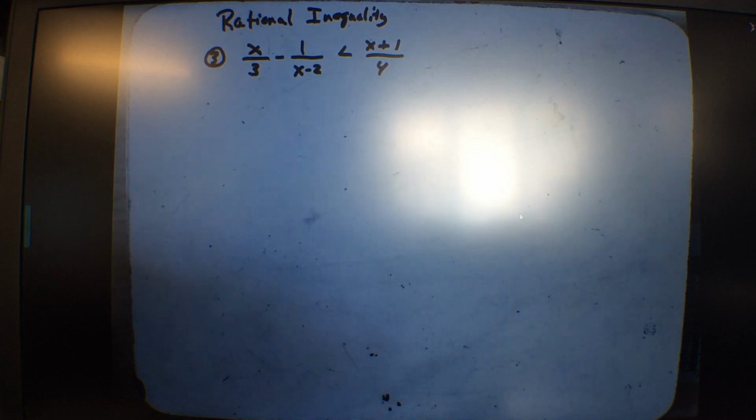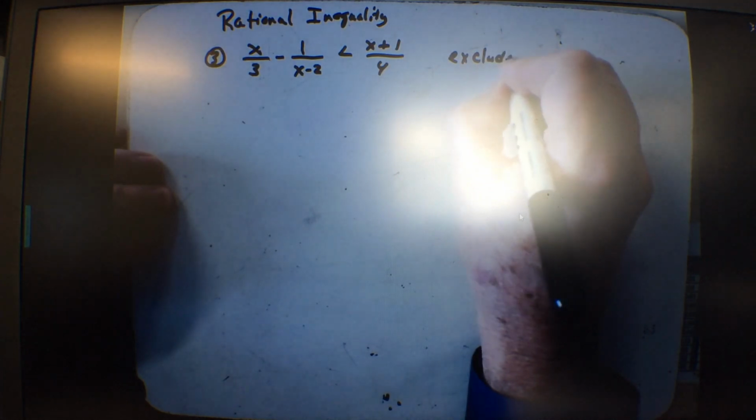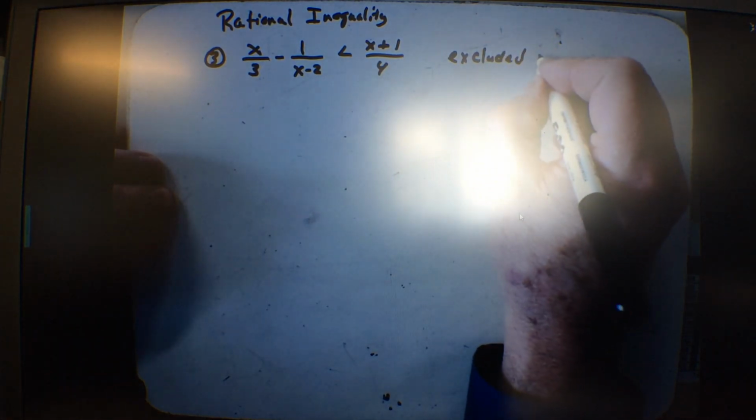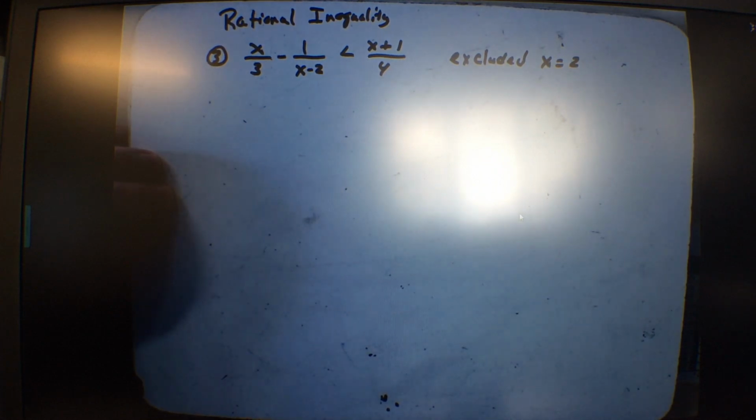Now the first thing we have to do is find the excluded values. The excluded value is just 2. That means x cannot equal 2. Excluded means it's gone. It can't be used.